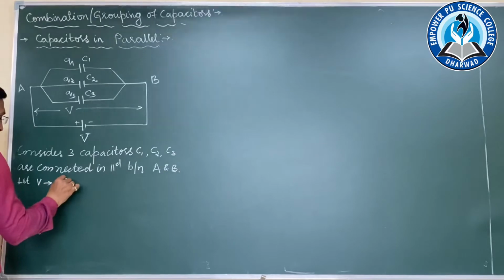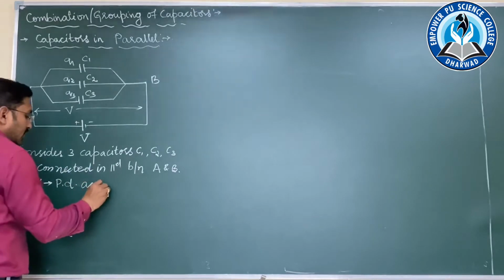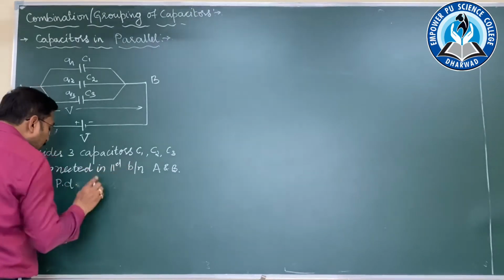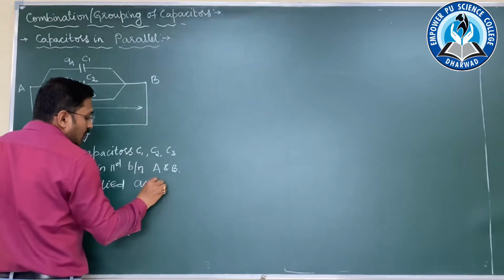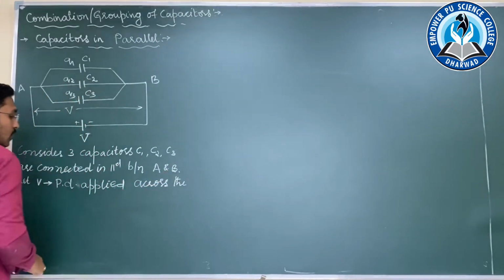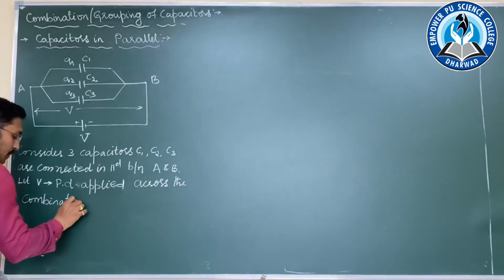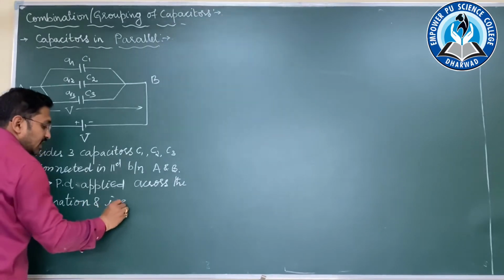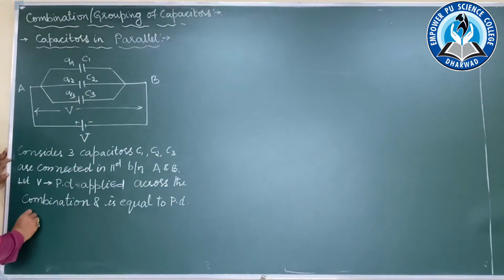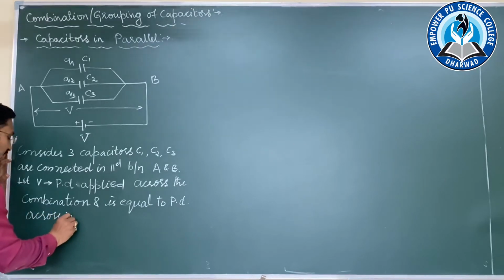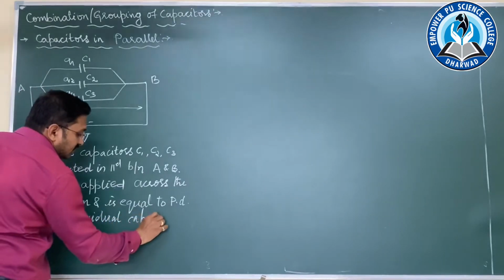Now let V be the potential difference applied across the combination, and it is equal to the potential difference across individual capacitors.